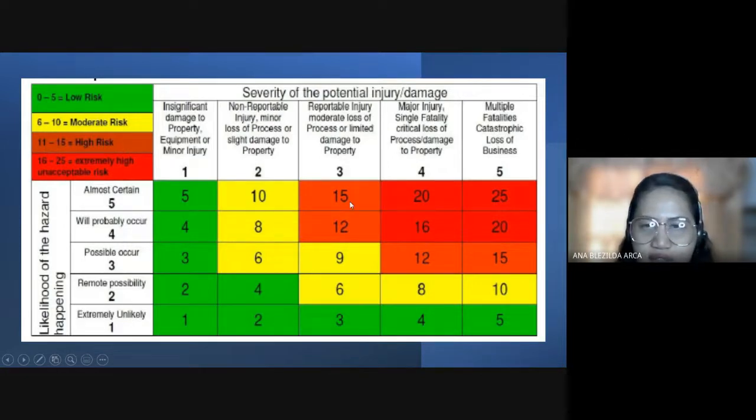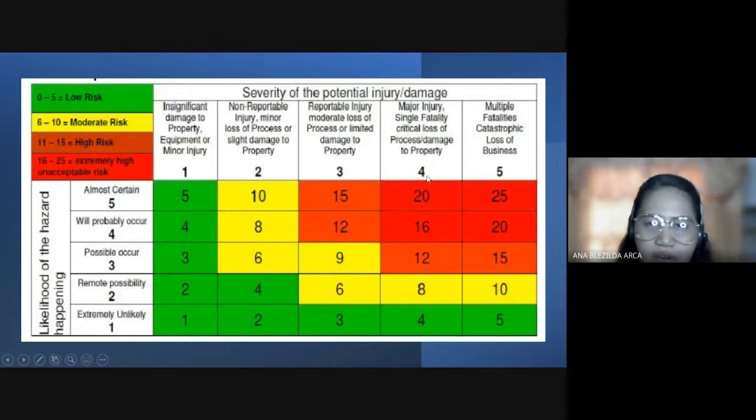Kunyari ang assessment mo sa COVID-19 is you're going to have major injury and single fatality, di ba? Kasi nga naman ikaw lang naman yun eh. So pwedeng mamatay ka ng COVID, di ba? So you can grade them as 20 like this one. So dito ka sa area na yan. So this one, yung table na to, this is just a way in how to grade kung ano ba yung mga probability na magkakaroon ka ng hazard.